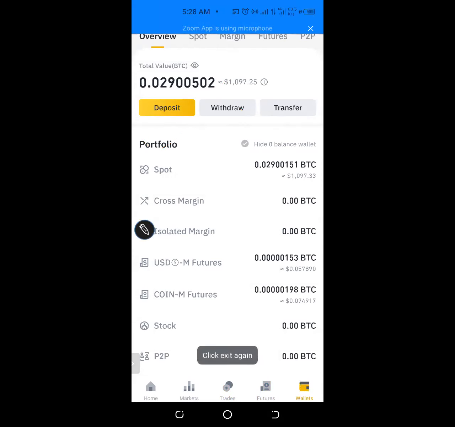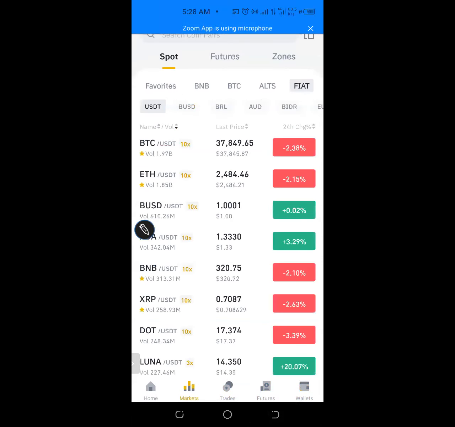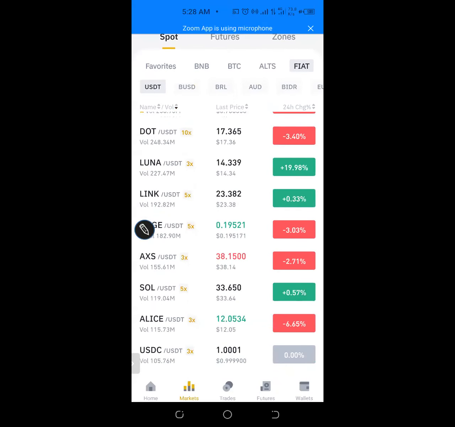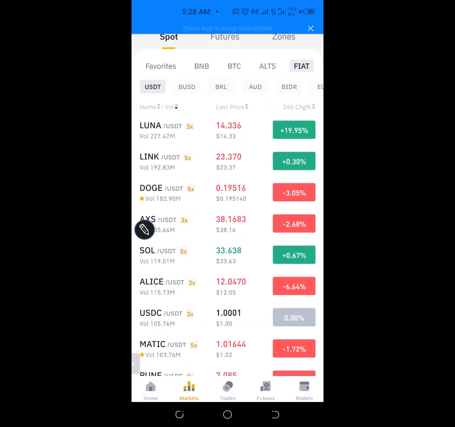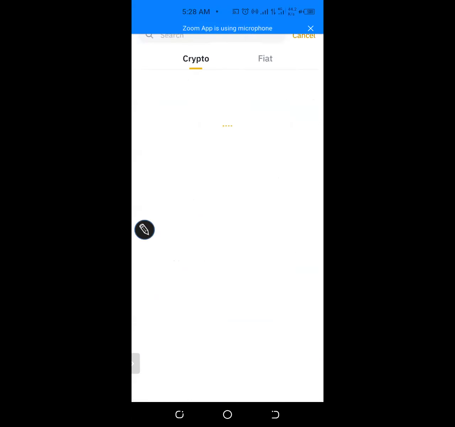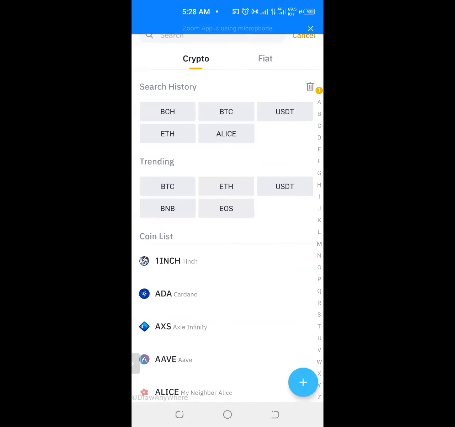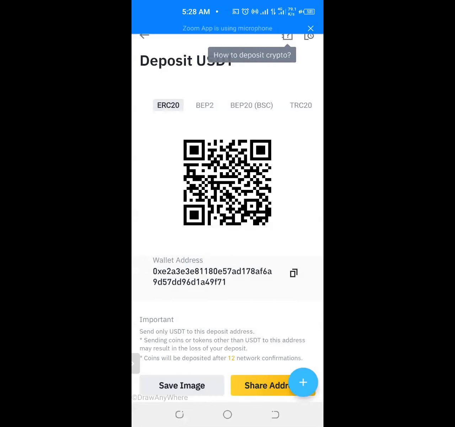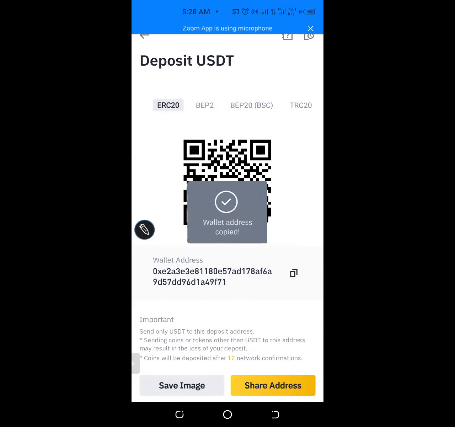Now let's go back to market, for example, and say we decide that we want to buy a coin like Dogecoin. You've heard people talking about Dogecoin. The first thing you have to do is make a deposit in your wallet. Click on deposit, then select the crypto you want to deposit. If it's not in the history list or most trending, you can type the name up here. For example, if I want to deposit USDT, I click on USDT, then copy the wallet address by clicking this box. When I click, it says wallet address copied.